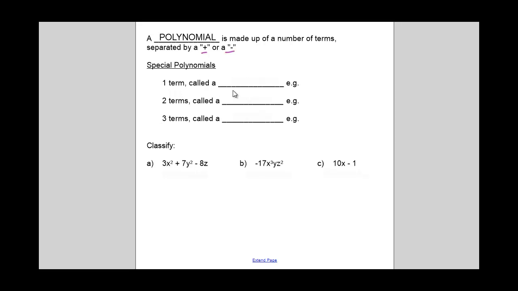So some special polynomial names. If there's only one term, we'll call it a monomial. If we've got two terms, we call it a binomial. And if we've got three terms, we call it a trinomial. And if we've got more than three terms, we actually just call it a polynomial after that. We just kind of get bored with it.